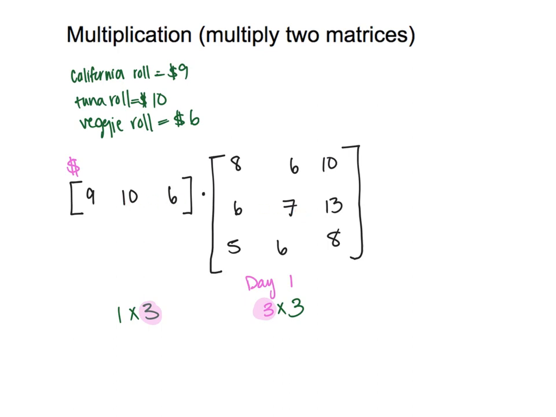Now, to figure out what size the matrix is when you multiply, you look at your outer dimensions. So in this case, our outer dimensions are 1 and 3. So our new matrix is going to be a 1 by 3. So 1 by 3 means 1 row, 3 columns. I'm going to make some room for that. Let me move this. Oh, sorry, that's a highlighter.